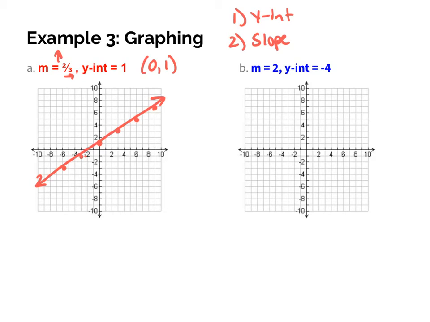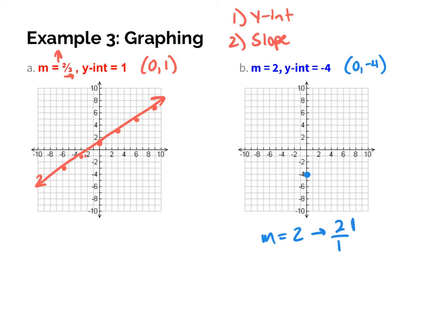All right, second example, slope of 2, y-intercept of negative 4. So again, negative 4 means I have a point of 0, negative 4, so down here. And then my slope is 2. I'm going to write this below. Slope of 2, okay? We want to view this as a fraction. Slope is rise and run. So I'm always going to write this as 2 over 1. Anytime I see a whole number, put it over 1.